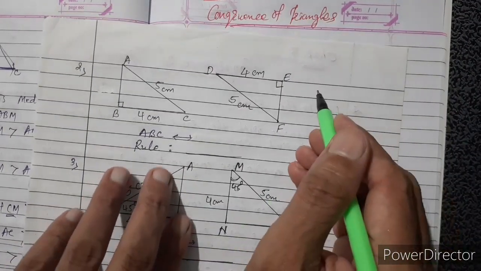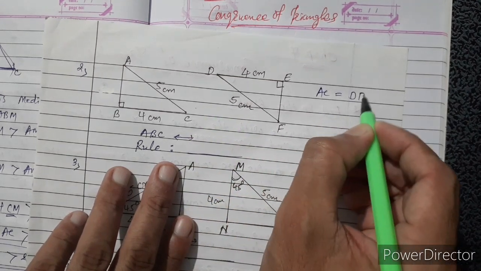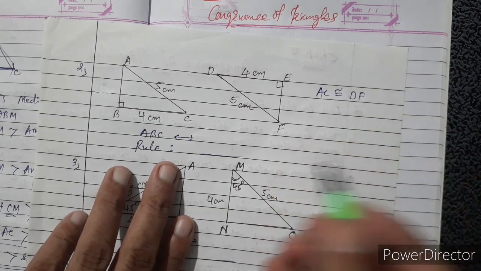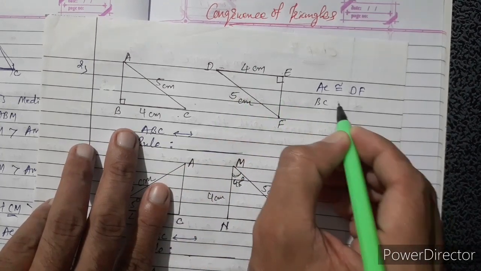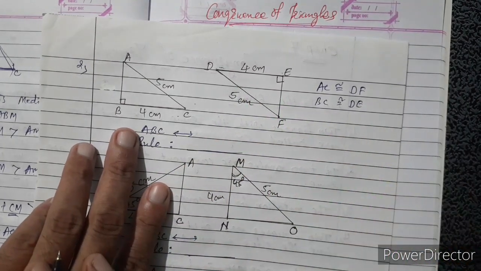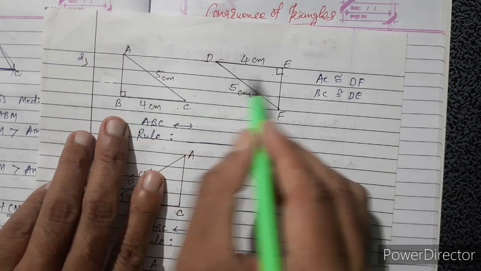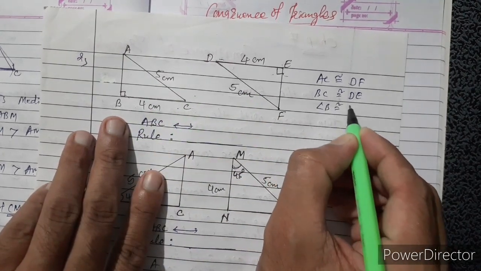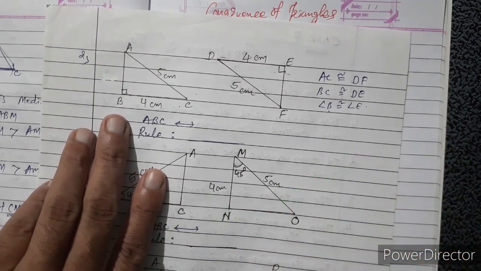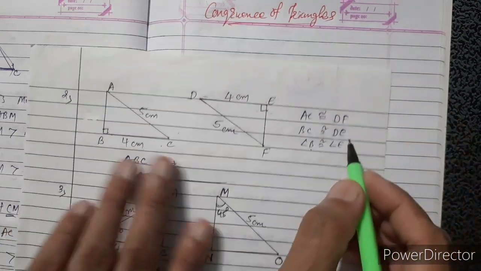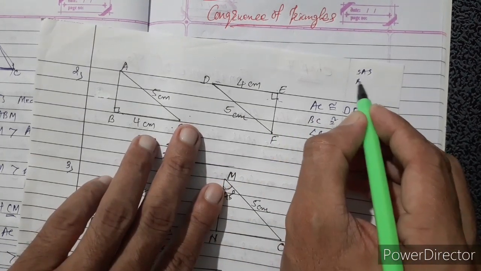Second one, look here. What is given? Look here, AC and DF are given, so AC equals DF. Otherwise you just write congruent or equal, it's the same. Okay, then BC and DE are given, BC congruent to DE. Okay, and look, the sign of a right angle is there, means angle B is congruent with angle E. Now two sides and one angle are given, so two possibilities are there. Otherwise SAS, otherwise right angle is there, means RHS.